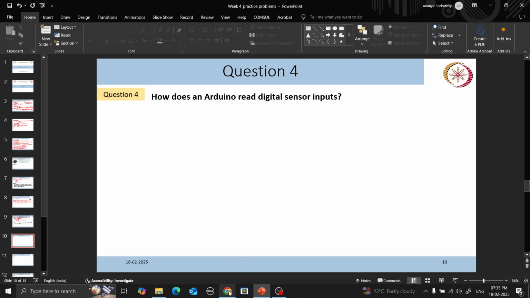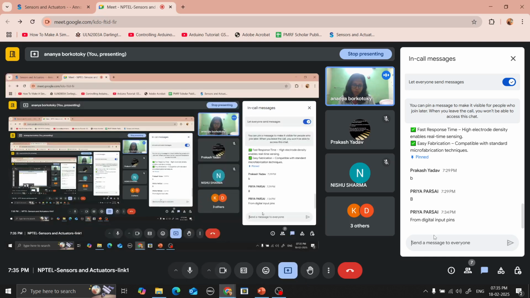How to read digital data in Arduino? That is the question. From digital input pins, yes, we will read the data from digital input pins, but I'm asking what is the function to read digital input data.